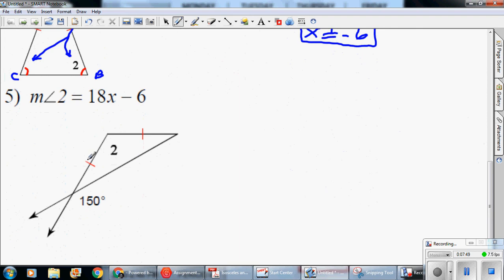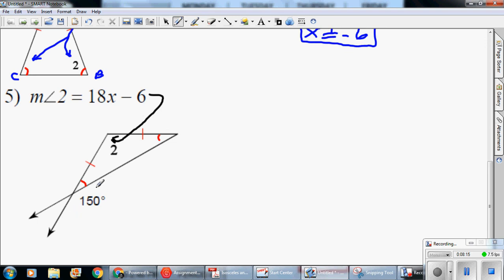Same thing. If two of the sides are congruent, the angles opposite to them are also congruent. The angle that is opposite to this side is this angle, and the angle that's opposite to this side is this angle. And they tell me that this angle 2 is 18x minus 6.